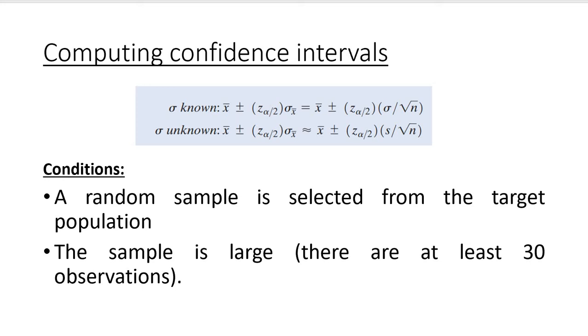And it can only work under two conditions. First, random sample should be selected from the target population. That's why sampling is so important, as we discussed during the second lecture. And second, the sample should be large enough, which means that there should be at least 30 observations.